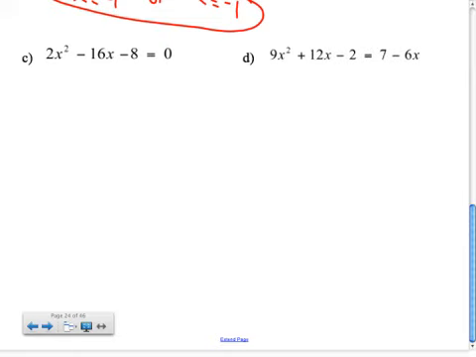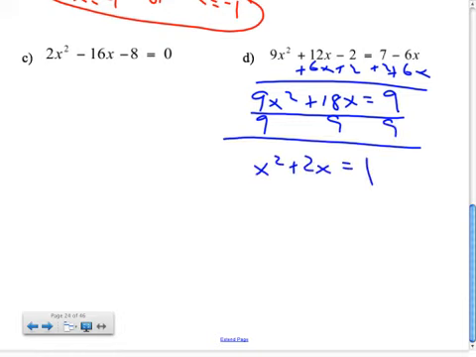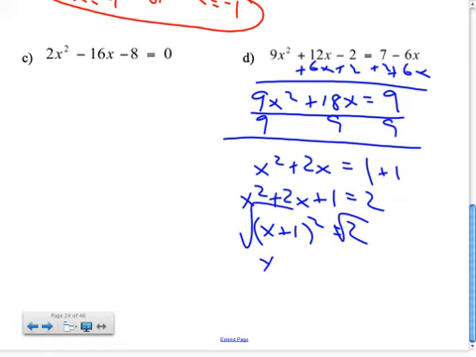We'll do part D, and this will be the last one for this particular video. What we have to do is isolate the constant on the right-hand side. So we're going to move all my x's and x squareds to the left and all my constants to the right. And now I have to divide everything by this 9 because remember we need that leading coefficient to be 1. So we have x squared plus 2x equals 1. Complete the square, so that's x squared plus 2x plus 1 equals, and if we add 1 there, I have to add 1 over here, so it's 2. So this is x plus 1 squared equals 2. Square root both sides, x plus 1 equals plus or minus the square root of 2, and then again you write out your two equations and solve from there.